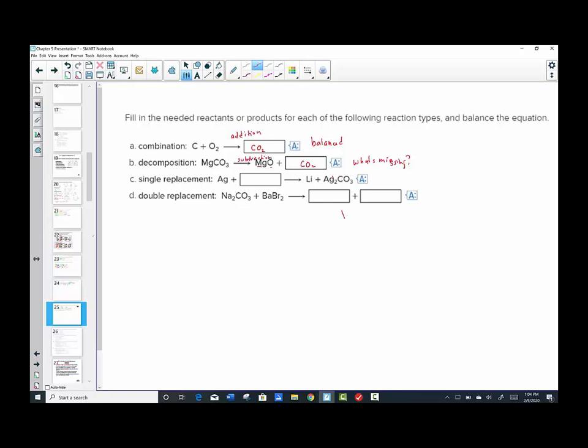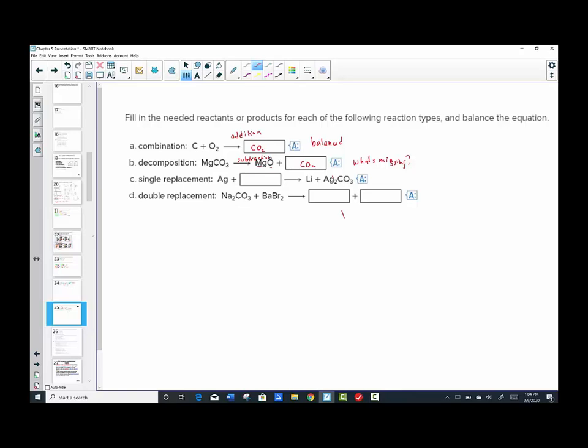MgCO3, when I take out MgO, what's missing? Well, that's a carbon and 2 of the oxygens. That's carbon dioxide. When I'm adding carbon to oxygen, I put them together. It's an addition problem. Decomps are subtraction problems.